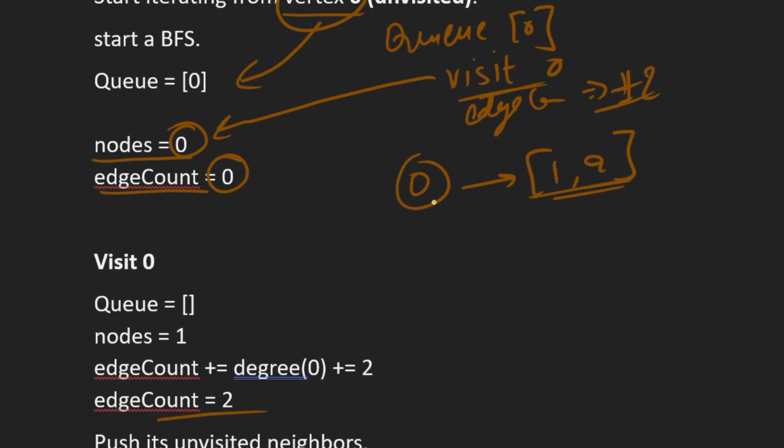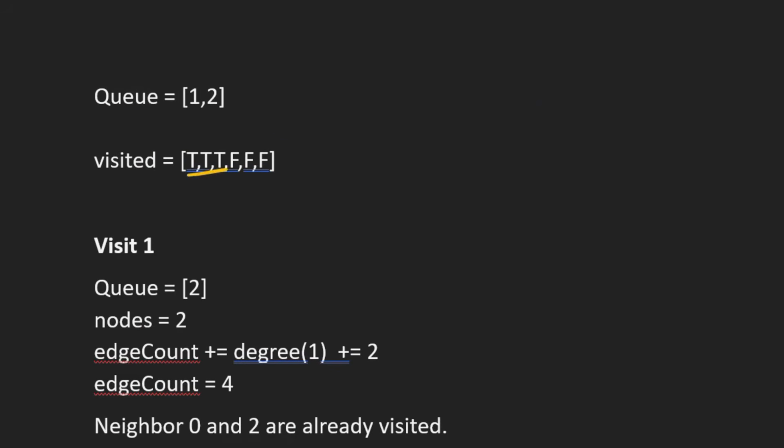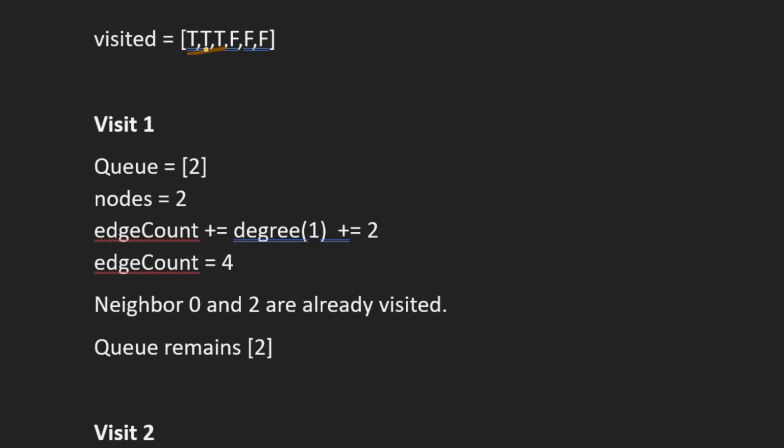And then we push the unvisited neighbors of 0 into the queue. So both 1 and 2 are unvisited, so now we push them into the queue, and the queue will become this. So then we have marked 0, 1 and 2 as visited. Then we visit 1, so we remove 1 from the queue, so in the queue only 2 is left. So now the number of nodes has become 2.